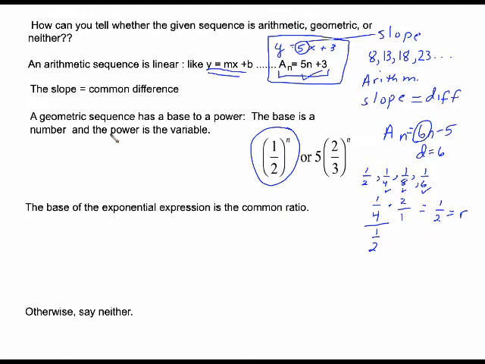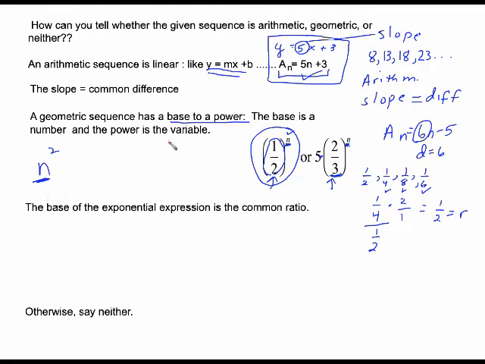Or you can use my little shortcut that says this: a geometric sequence is going to have a base raised to a power. It can even have a coefficient out here in front and still be considered geometric. Now the important thing is the base is a number, 1/2, 2/3, and the power, the exponent, is the variable. N squared has a base and a power, but it is not a geometric sequence because the variable is in the base position. So keep that in mind.